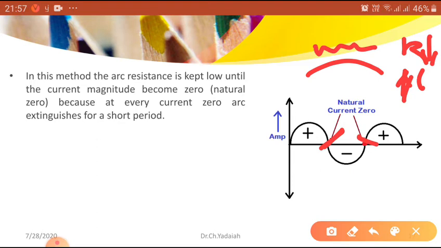So once it reaches the zero point, then we are ready to open the circuit breaker. That is the thing. In this method, arc resistance is kept low until the current magnitude becomes zero. We have to keep it so it comes to the zero position, because at every current zero, the arc extinguishes for a short period.